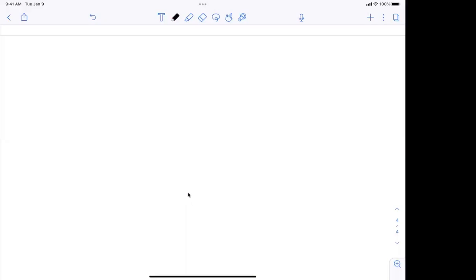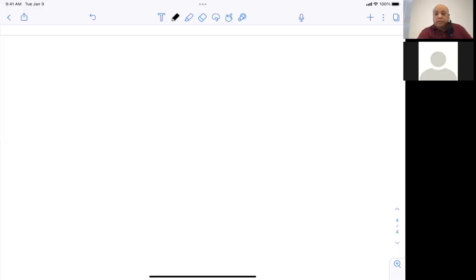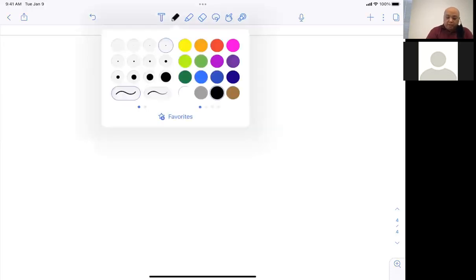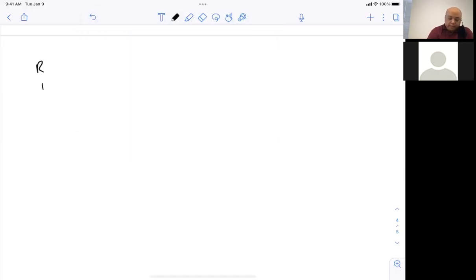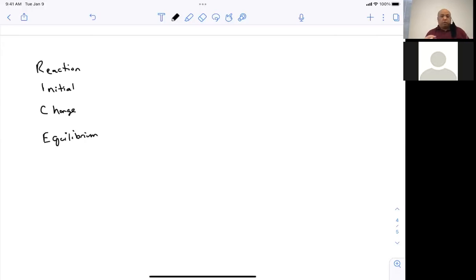Okay, so for higher level, there's two major ideas here that you need to focus on. One is solving RICE charts, okay? And just a reminder, the RICE chart is designed for reaction, initial, the change, and equilibrium. So a RICE chart is designed this way to organize the information in several rows of material, okay?